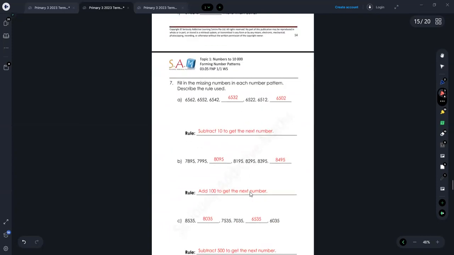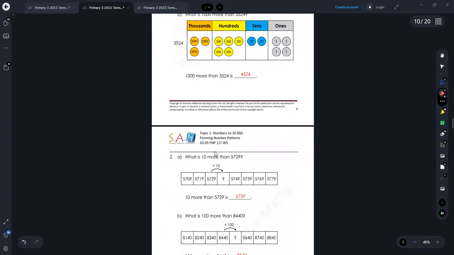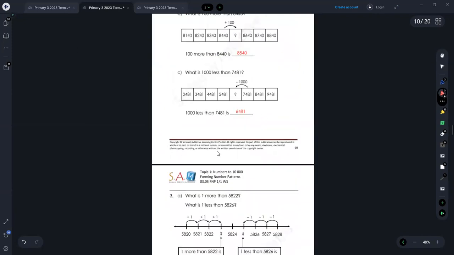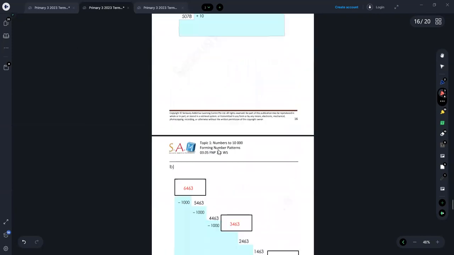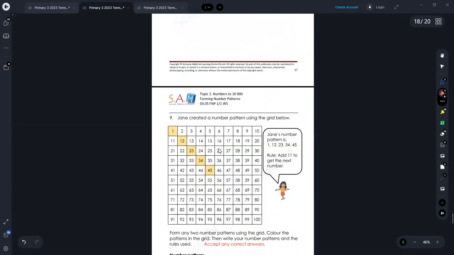Okay, let's see. Oh, I forgot to mention about the instructional rule, right? So they can actually write minus 10 to get the next number, or plus 100 to get the next number, right? Just now over here, I forgot to mention about it, okay, which you can mention. So we can actually skip some of these questions, I think, are quite easy, right? So all these.